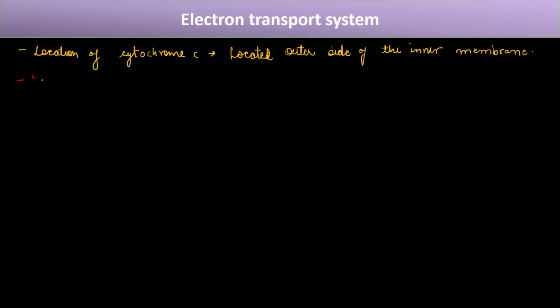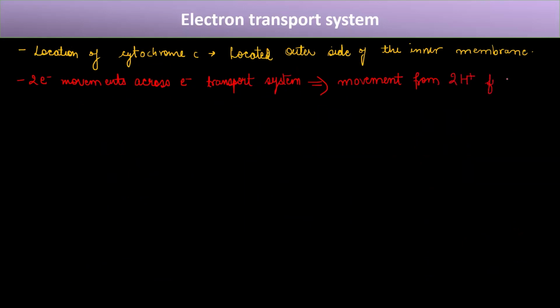Okay. So what we can write is, a two electron movement across the electron transport system leads to the movement of two hydrogen ions from the matrix to the intermembranous space, and this will lead to the formation of ATP. That we will see how.